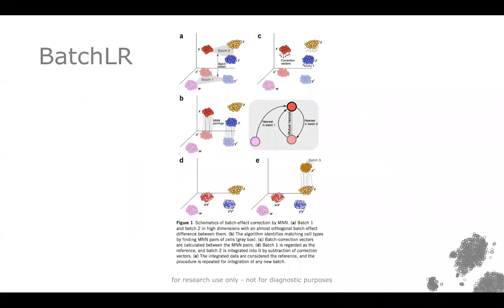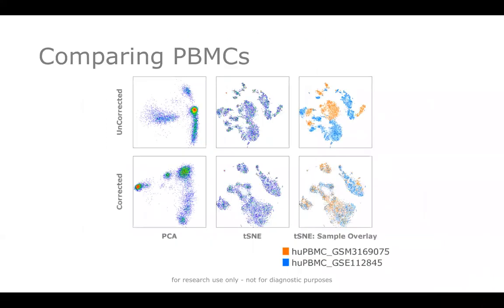BatchLR, again, is a sequencing batch effect correction algorithm. It's actually also known as BatchLR. It's a mutual nearest neighbors type of correction that tries to align cells based on their set of mutual nearest neighbors in terms of high parameter space. And then we can kind of infer that these cells are similar to one another.